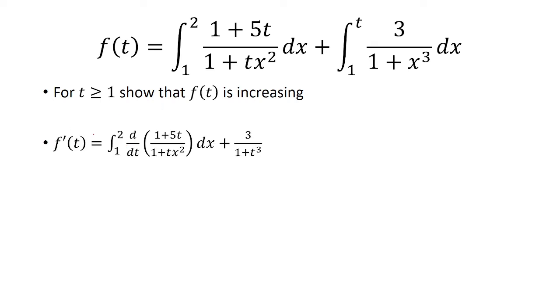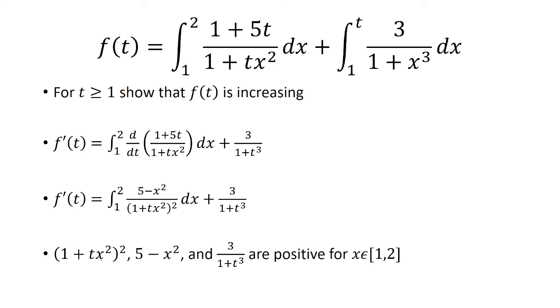So we have to take the derivative of both sides. Now, taking the derivative of the first integral, we're actually going to take the derivative of whatever is inside the integral. And then we take the derivative of the second integral, and that's when we use the fundamental theorem of calculus part 1, which is just 3 over 1 plus t cubed. Now we take the derivative and get (5 minus x squared) over (1 plus t x squared) quantity squared. So we just took the derivative of whatever is inside the integral.